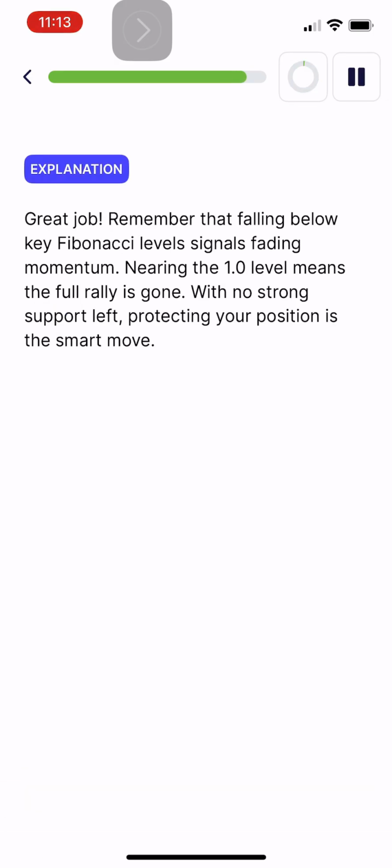Great job! Remember that falling below key Fibonacci levels signals fading momentum. Nearing the 1.0 level means the full rally is gone. With no strong support left, protecting your position is the smart move.